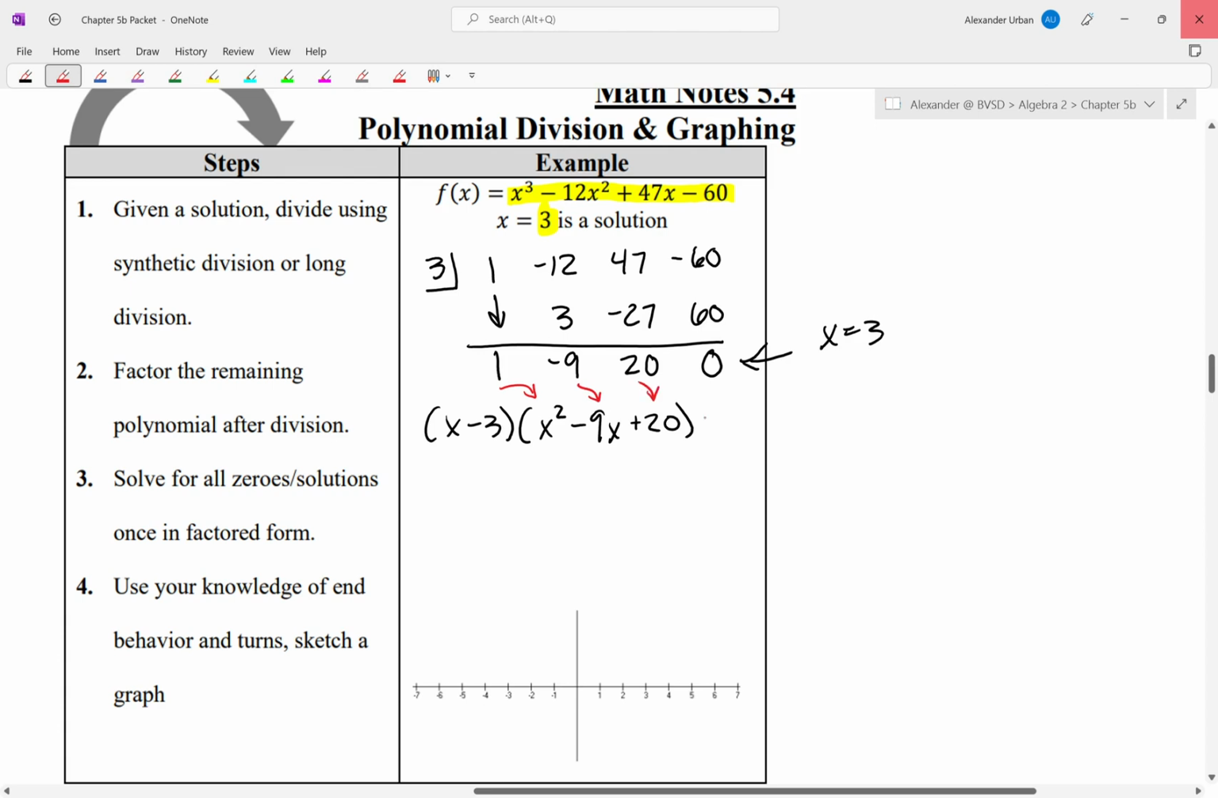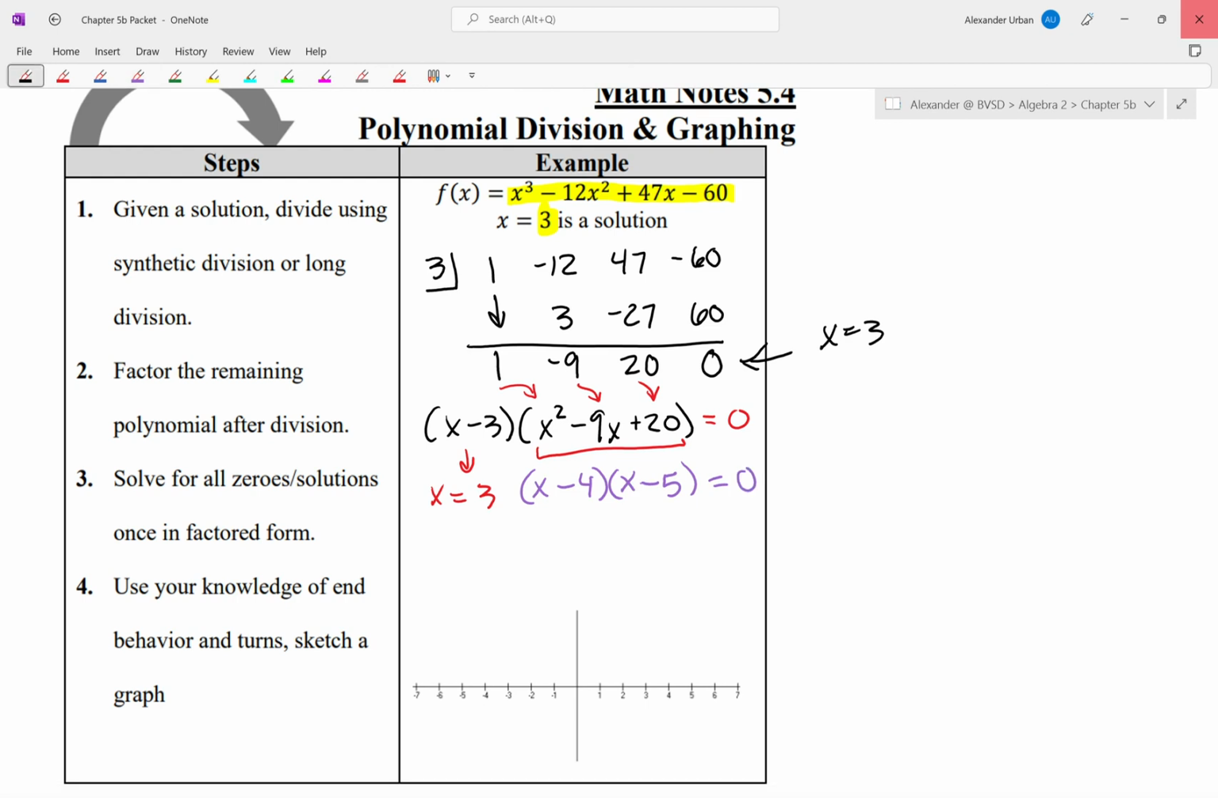And these are still all set equal to 0. I really only need to factor this one because I already know that this is x equals 3. So I'm going to factor this second one here. And I need to ask myself, what multiplies to 20 but then adds to be negative 9? Well, both of those factors are going to be negative, and it should be a 4 and a 5. So I'm going to set both of those factors equal to 0, and now I found out that x is going to also equal 4, and x is also going to equal 5.